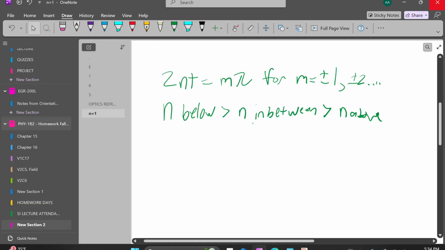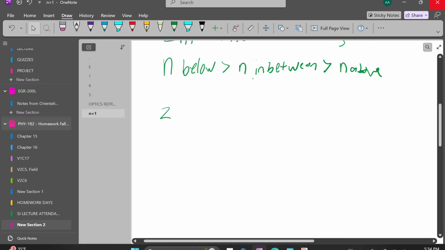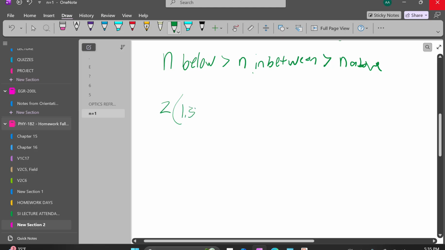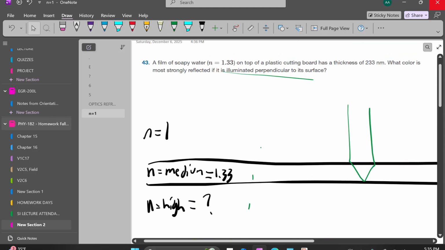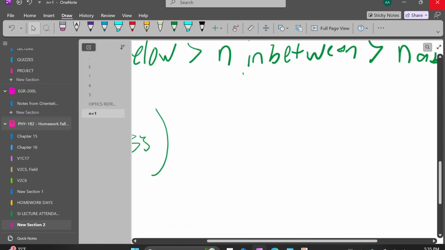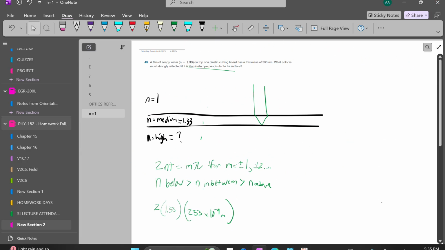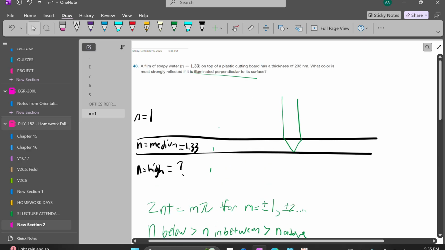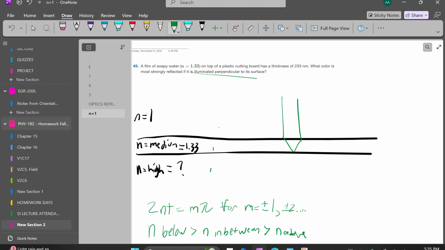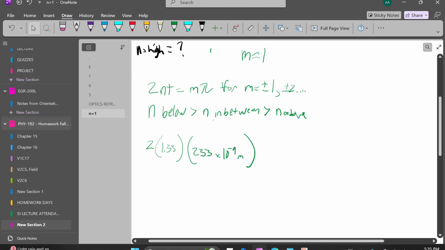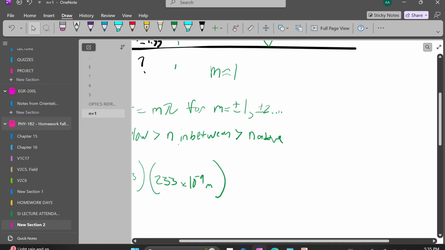We have 2 times the index we're given, 1.33, times our thickness for the thin film, which is 233 times 10 to the minus 9 meters. And that is equal to, well, we're saying that it's illuminated perpendicular to its surface. The color that is most strongly reflected is going to be at m equals 1, because at m equals 1, you get the brightest interference, and by extension, you can solve for what color that'll be.